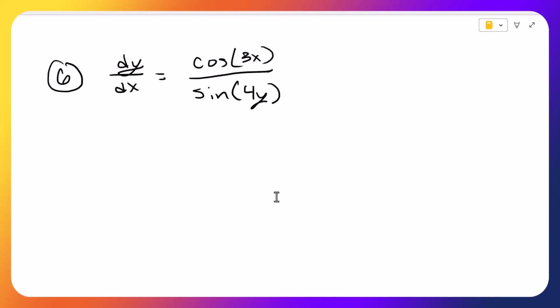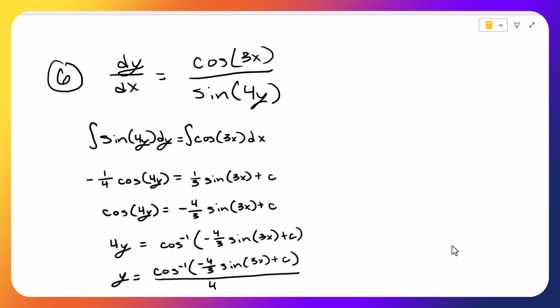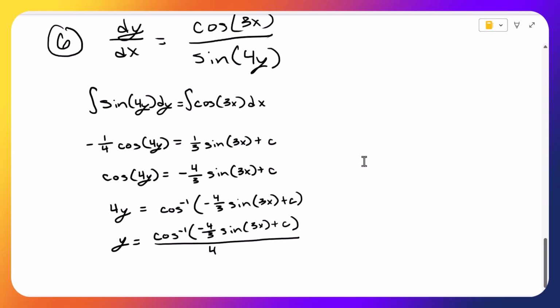Okay, last one, try it on your own. Then come back, nothing super fancy in this one. I will tell you, you need to use u substitution here. Okay, nothing super fancy happened here. We had to use u sub for 4y and 3x.